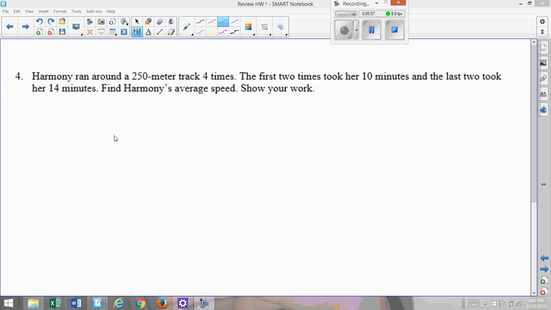Okay, Harmony ran around the 250-meter track 4 times. The first 2 times took her 10 minutes. The last 2 times took her 14. Find Harmony's average speed. Remember, it's total distance, so it's 250 times 4 over the total time, which is 10 and 14.